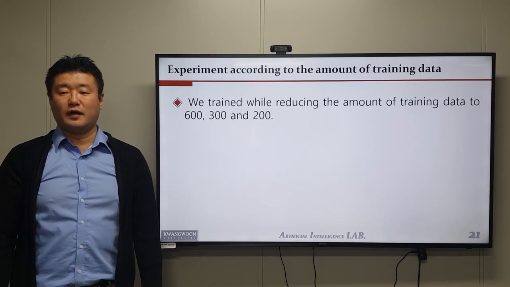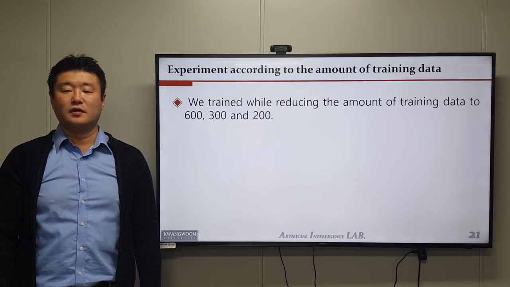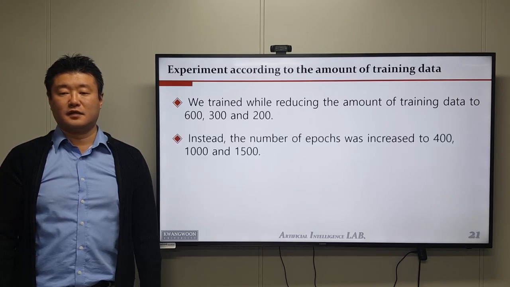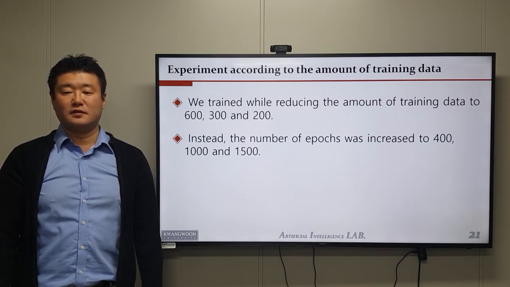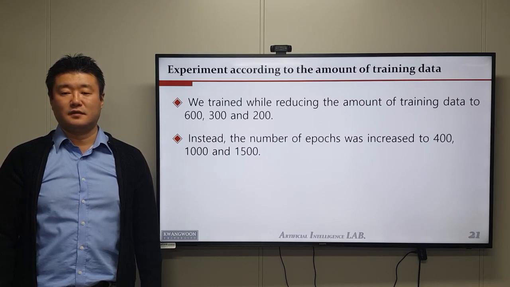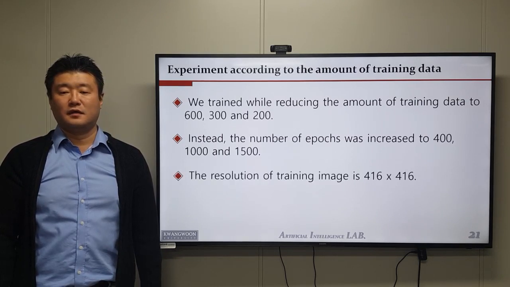We trained while reducing the amount of training data to 600, 300, and 200. Instead, the number of epochs was increased to 400, 1000, and 1500. Training image resolution is 416 by 416.